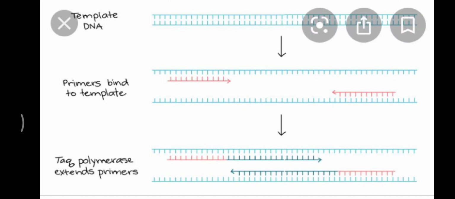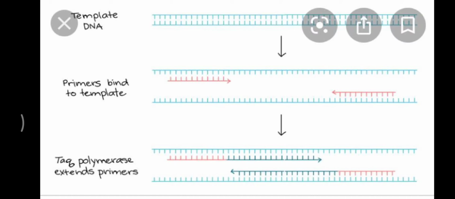Now, here the enzyme, which is the DNA polymerase enzyme, is required. That DNA polymerase enzyme should be able to tolerate high temperatures, that is, temperatures more than 90 degrees. So that enzyme is named Taq polymerase, because it is isolated from the bacterium Thermus aquaticus. It is also called thermostable DNA polymerase.